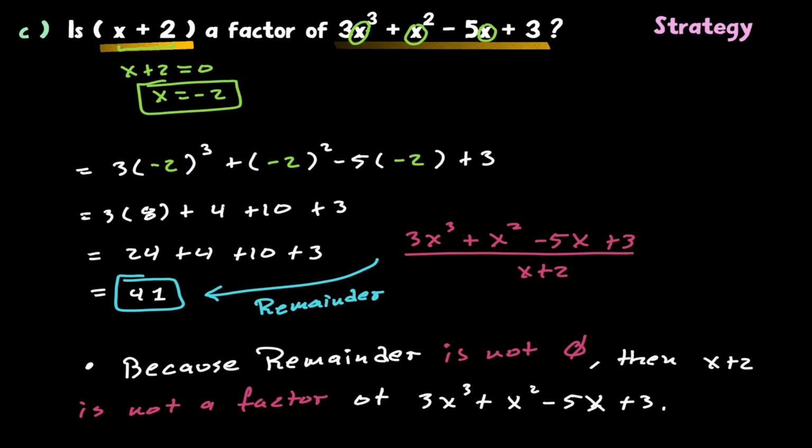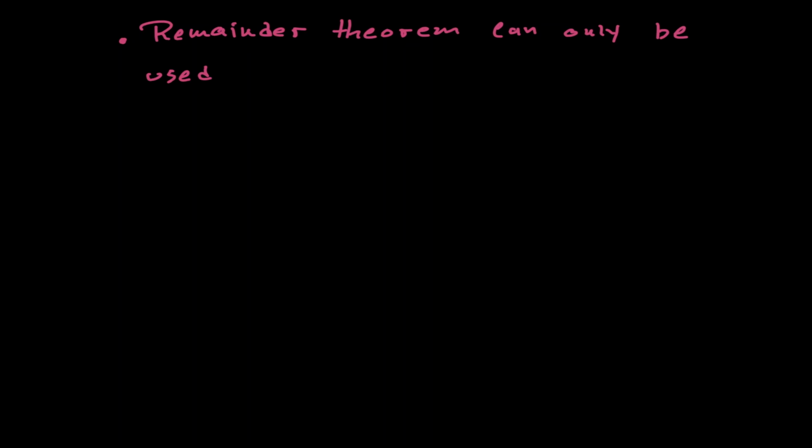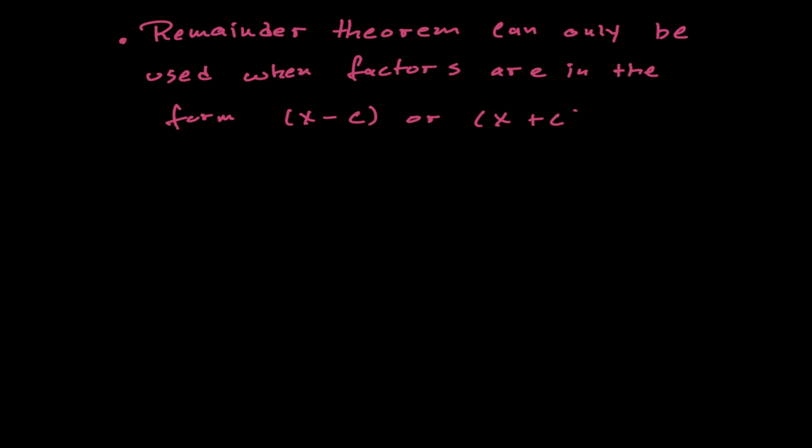So we are done. But before we wrap up this idea, there's one more thing that I would like to mention. If we want to use the remainder theorem, we have to make sure that the factor is in the form of x minus some number or x plus some number. So let's illustrate this real quick.